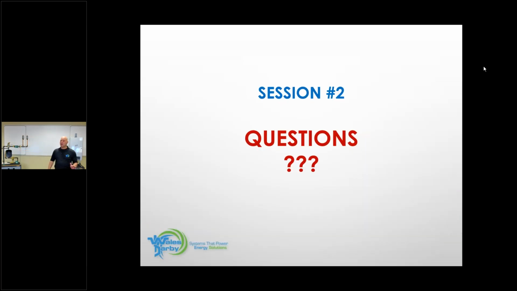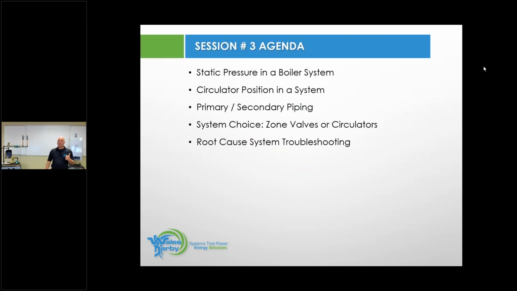First off, we always start with questions from week 2. If anyone has questions from week 2, you can shoot them to Jim right now, and we'll get those answered. Static pressure in a boiler system, what is it? What does it do? How does it work? That's what we're going to talk about. Circulator, the position of a circulator in a system, and how does it affect what goes on inside the pipe, the area that we can never see.